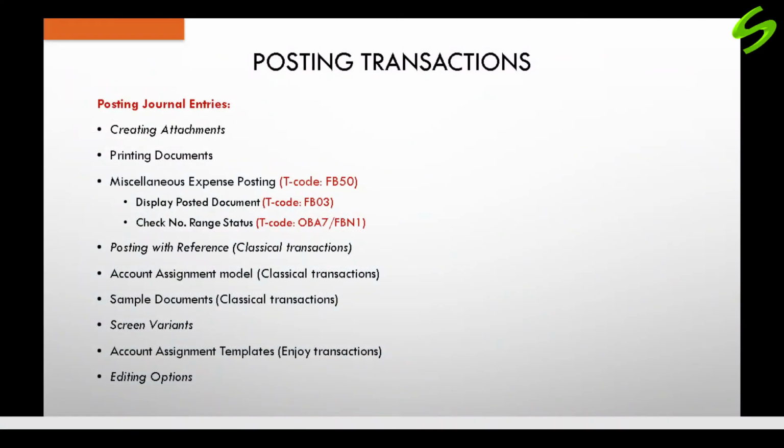The next item is account assignment model. This also works only with classical transactions. This doesn't work with enjoy transactions, which is FB50. Account assignment model is kind of a template which we can create and keep. And then for certain transactions where we need to repeat similar line items, we can use this account assignment model to copy those line items to our document and then complete the document and then post it. Let's have a demo on account assignment model.